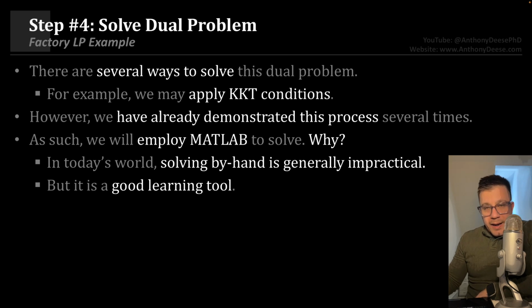So there are several ways to solve this dual problem formulation, because what we presented on the previous slide was just the problem formulation, the dual problem formulation. It's not solved yet. One way we could solve it is to apply the KKT conditions, do this by hand. However, we've already demonstrated this by hand process several times, and so for this module, we're just going to employ MATLAB to solve. In today's world, solving by hand is generally impractical.